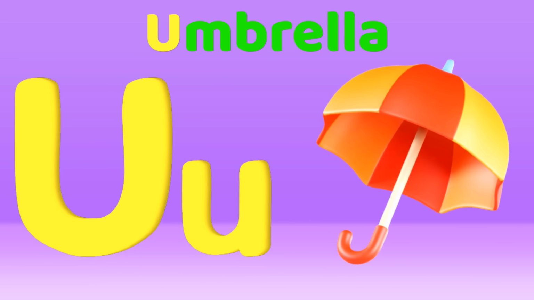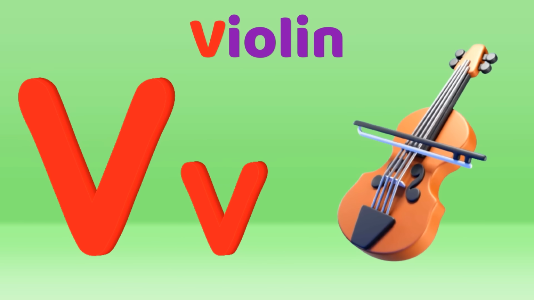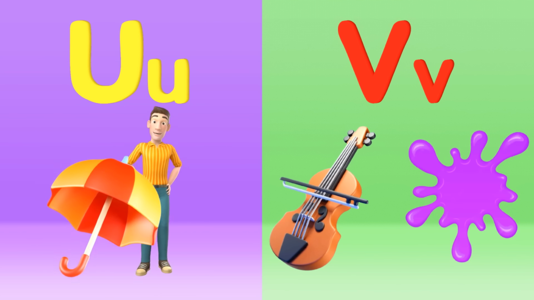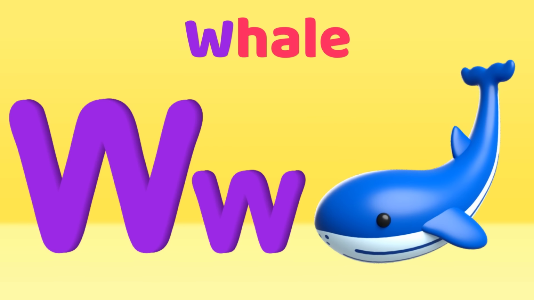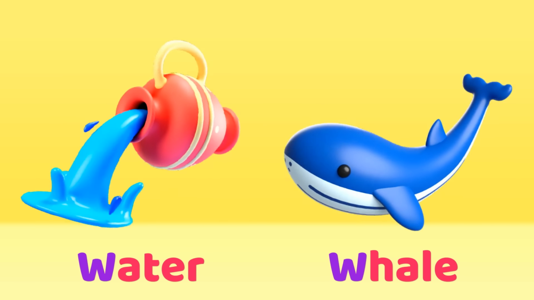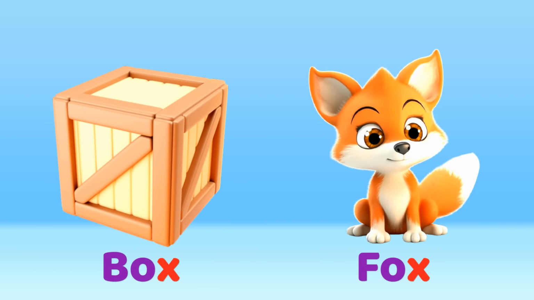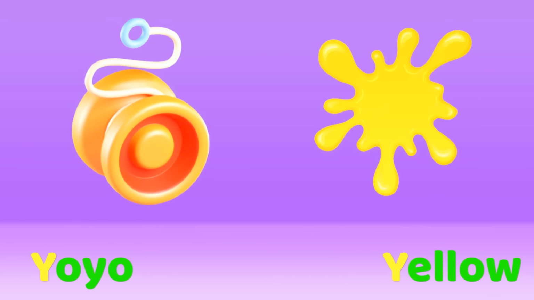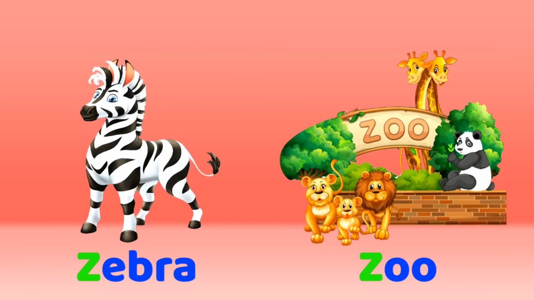U for umbrella, U for uncle. V for violin, V for violet, V. W for water, W for whale, W. X for box, X for fox. Y for yo-yo, Y for yellow, yeah. Z for zebra, Z for zoo, za.